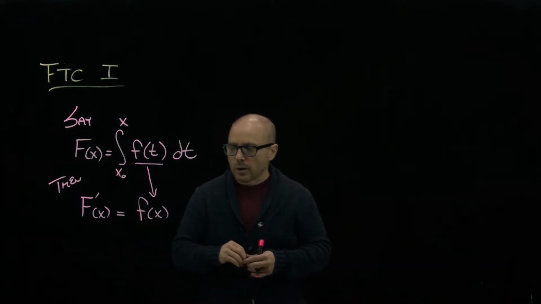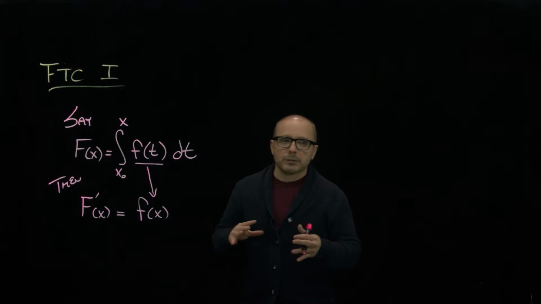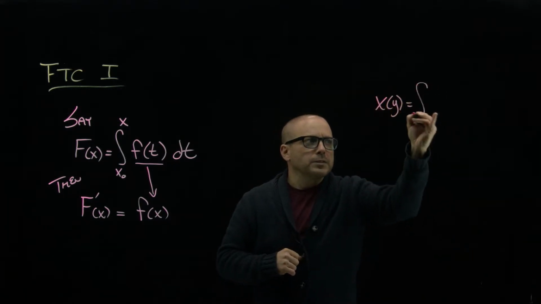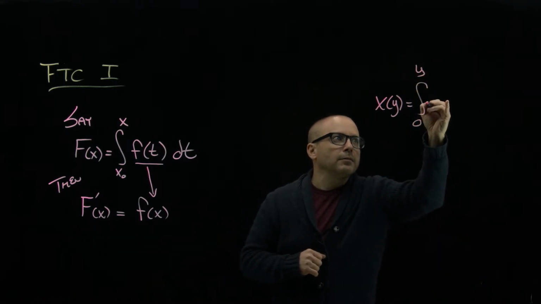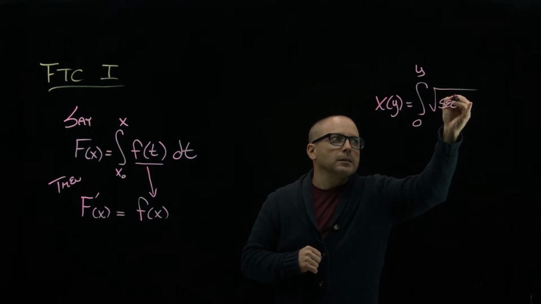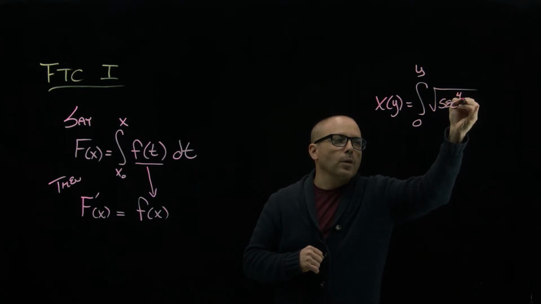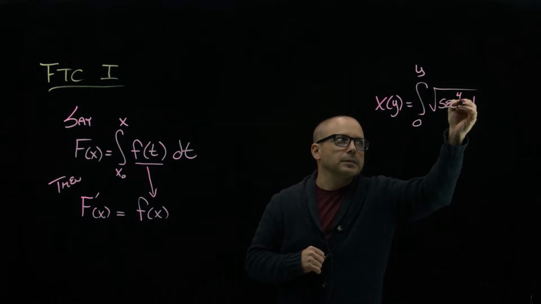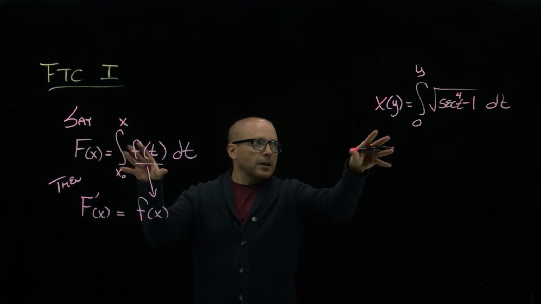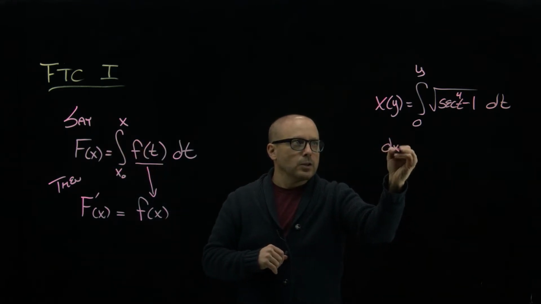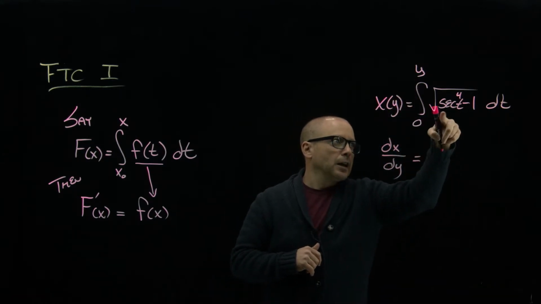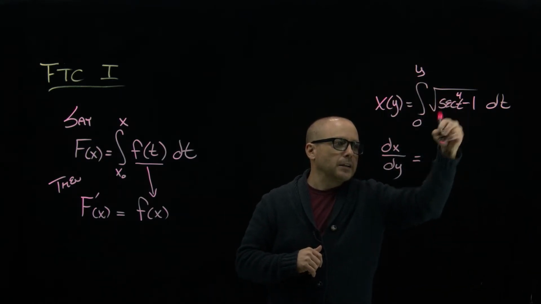That's the idea. So when you were looking at that problem, I believe x of y was defined as the integral from 0 to y of the square root of secant to the 4th minus 1 t dt. So this is really a fundamental theorem of calculus thing. When you take the derivative of that function, it just undoes that integration, and you end up with this thing, but now with a y in it.